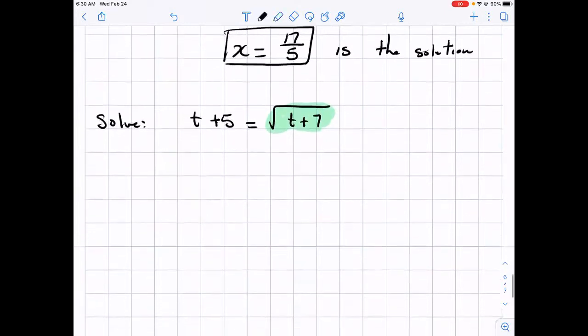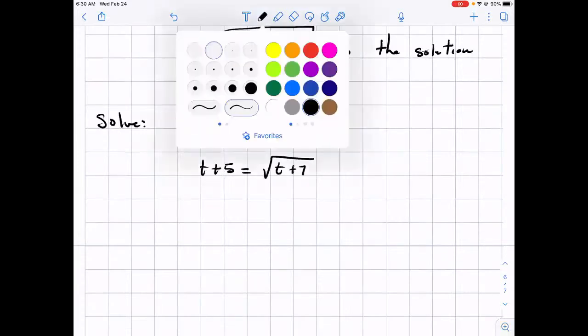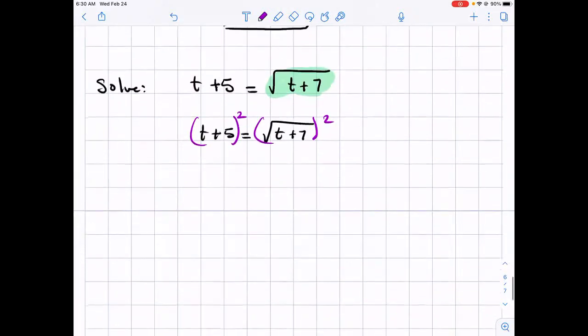So if we do this, we have t plus 5 is equal to the root of t plus 7. What we're going to do, we're going to square the right side. But if we square the right side, we have to square everything on the left side. Notice I didn't square them individually. I squared the entire side. Okay. By squaring, this side becomes t plus 5 times t plus 5. And that is equal to, when you square the side with the roots, you get t plus 7.